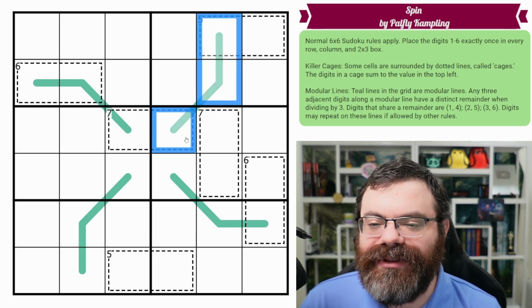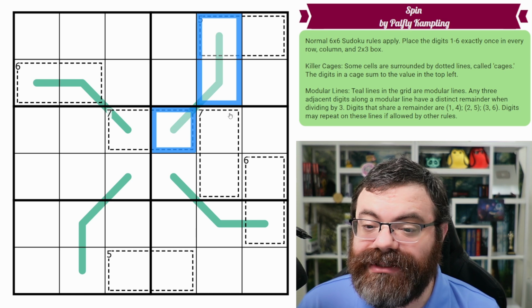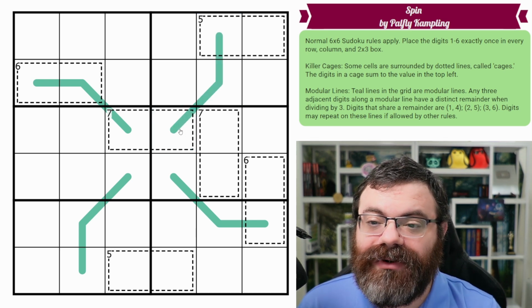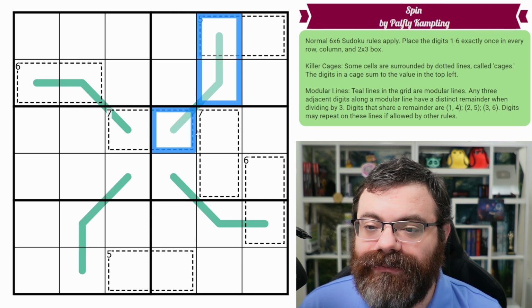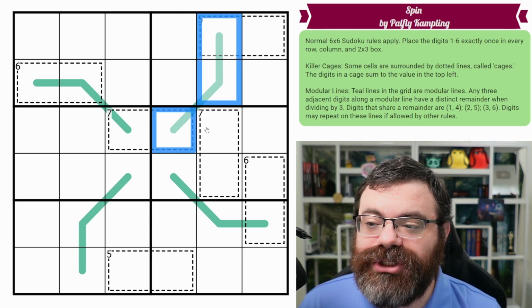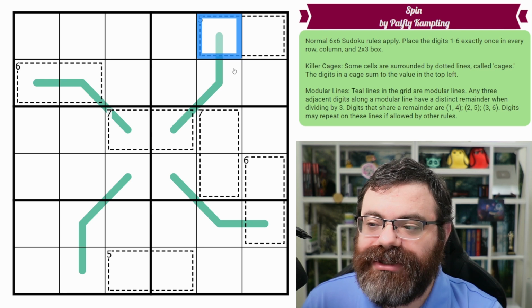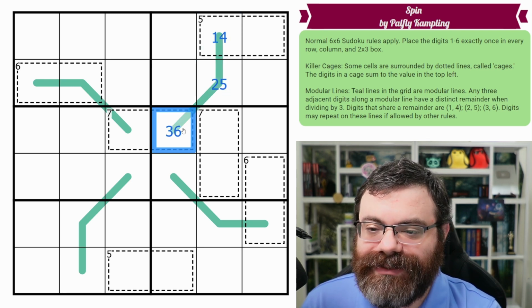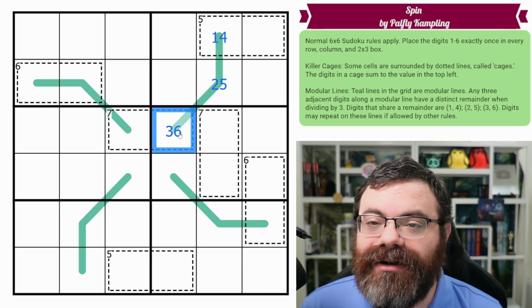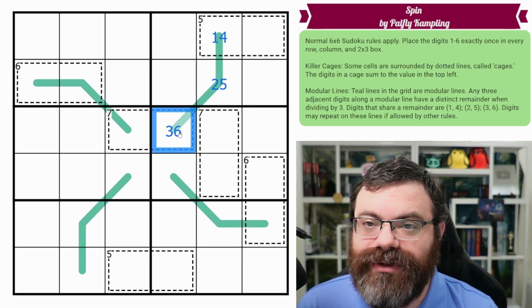Now, because these are 3-length lines, I'm going to simplify the rules for this puzzle. If we did have any lines longer than 3, I'd have to explain it a bit more deeply. But really, the way these modular lines in particular work is we're going to have one of each group. We're going to have one of each of 1, 4, 2, 5, and 3, 6. So we need to make sure each of those groups is represented. These groups are the different mod 3 groups.